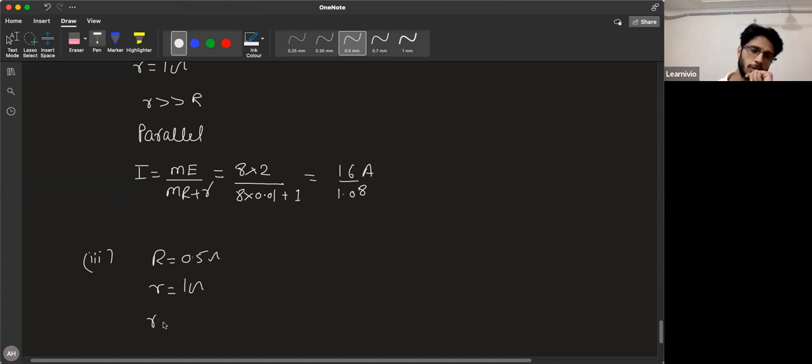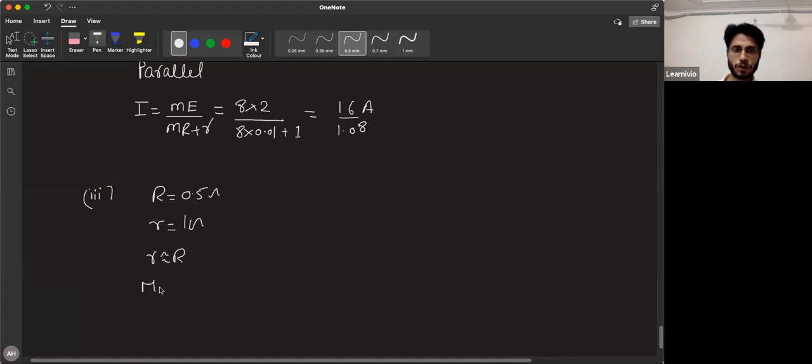So R is almost equal to small r. When they are comparable, which combination would you prefer? Hishma? Mixed grouping. And what is the relation for current in mixed grouping? MNE by (M into capital R plus N into small r). That is the expression. Let's do it.